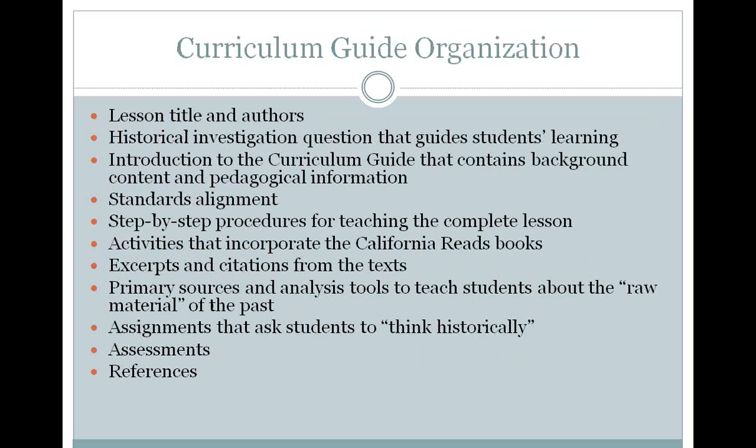Okay, so let me just talk quickly through how the curriculum guides are organized. As you've seen, I'm sure, there's one curriculum guide for each of the 5 books. So no matter which of the 5 books you're looking at, each of the guides is going to have each of these components. In each guide, you'll find the lesson title and the authors, in case you're curious. You'll also find the historical investigation question that guides the student's learning and also guides the entire lesson. It's the link really between the text, the content, and the primary sources.